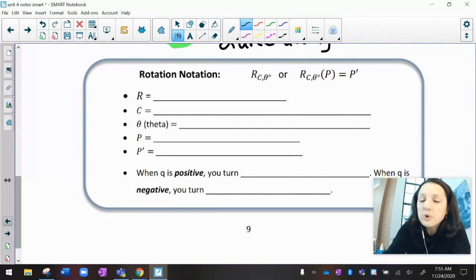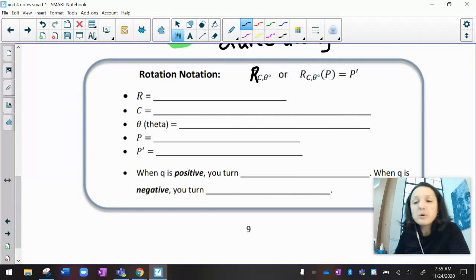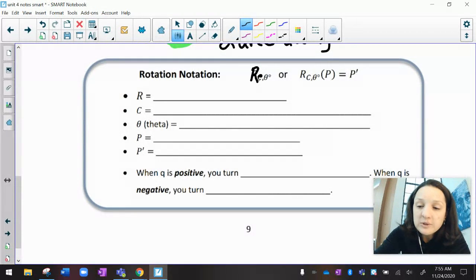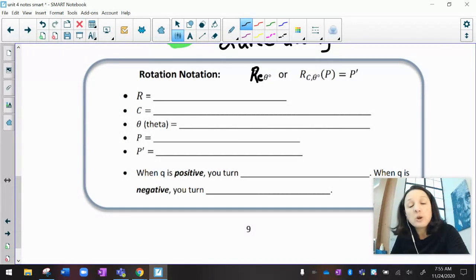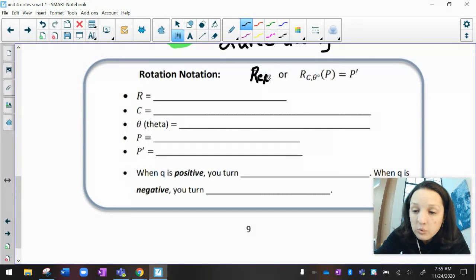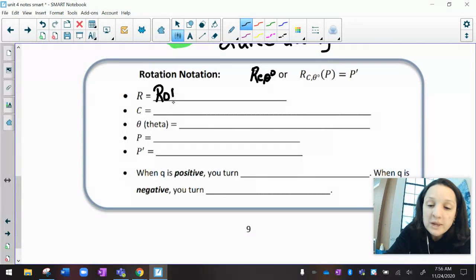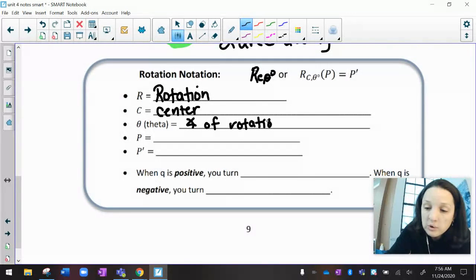All right, so big capital R means rotation. Little r means reflection. Capital R means rotation. A letter next to the R tells you your center. That means rotate around C. And this thing right here, theta, stands for an angle. So when you do a rotation, it's a capital R, a center, and an angle. The big R means rotation, the C is your center, and your theta is the angle of rotation, the number of degrees you're going to rotate.